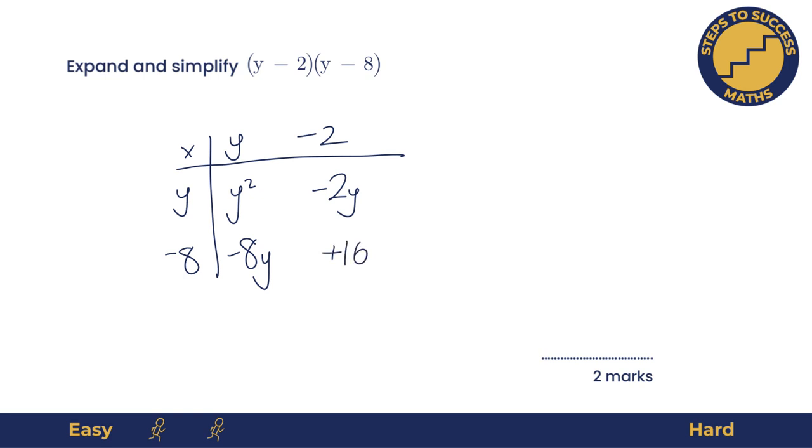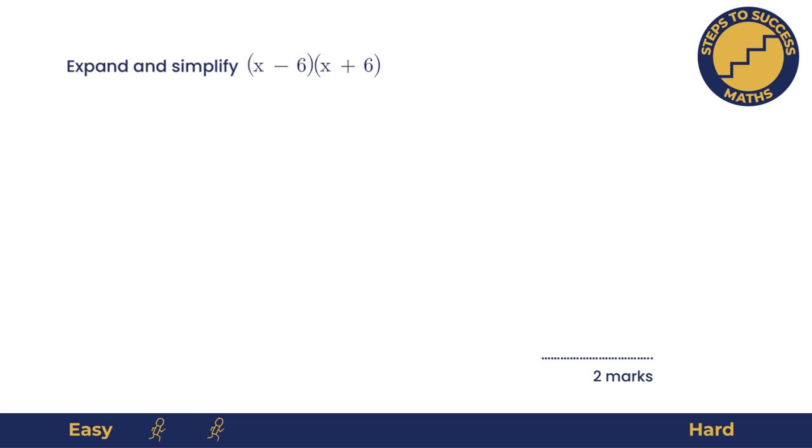Be very careful on that. Remember, if you times a negative by a negative, you're going to get a positive. So we've got y squared. Then we need to combine the two terms in y. So we've got minus 8y and minus 2y. So altogether, negative 10y. And then plus 16.